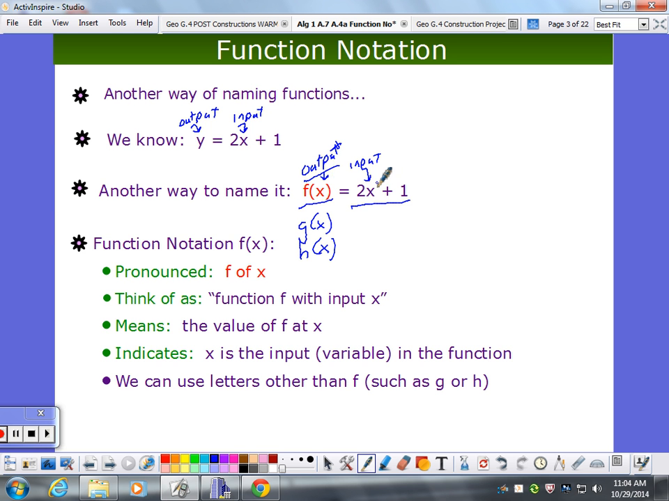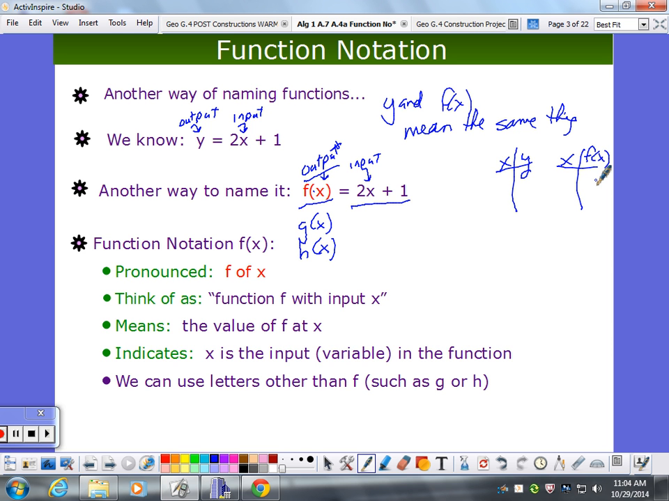Now it just says if you put in x, f of x is your output, just like y is your output. y and f of x mean the same thing. Okay? So when I make x, y tables, when we're doing a table of values, you could also call them x, f of x tables. They mean the same thing. You do the exact same thing. If f of x is 2x plus 1, and I put a -2 here, you put a -2 here. 2 times -2 is -4, plus 1 is -3, just like you would do here. So it's not different other than how we refer to it.